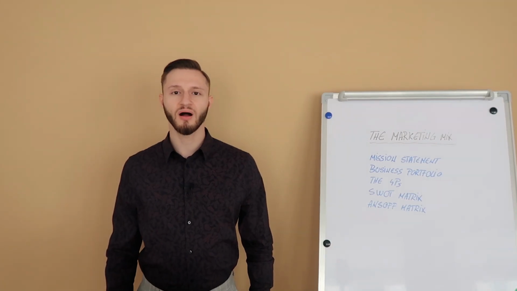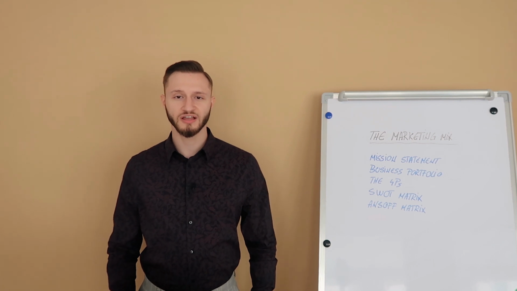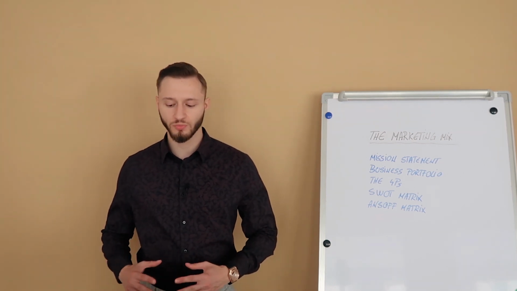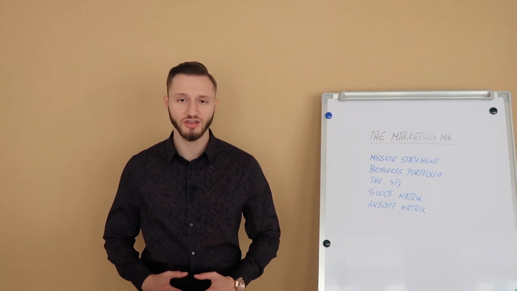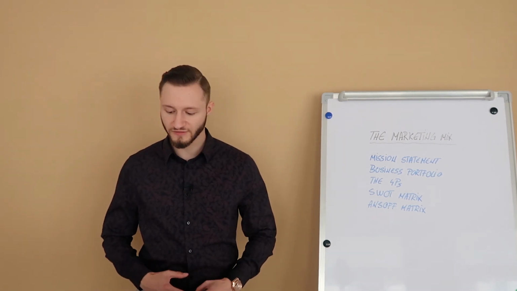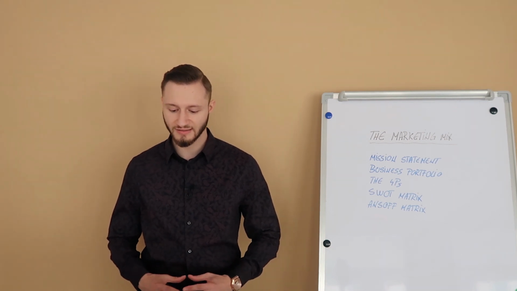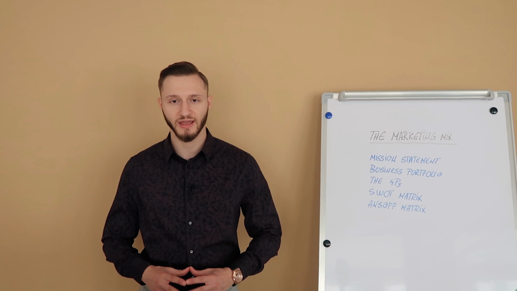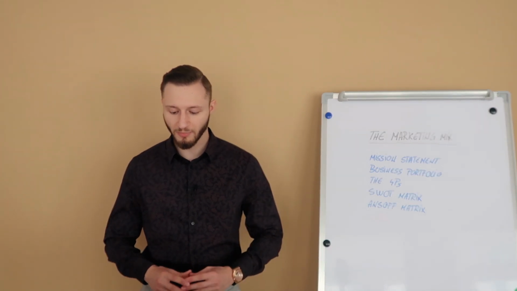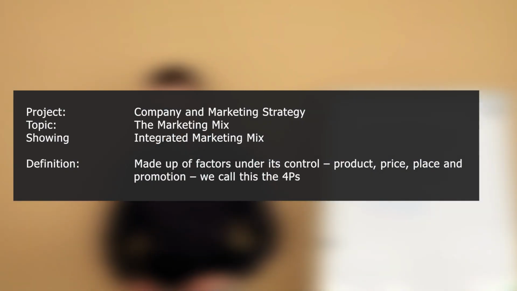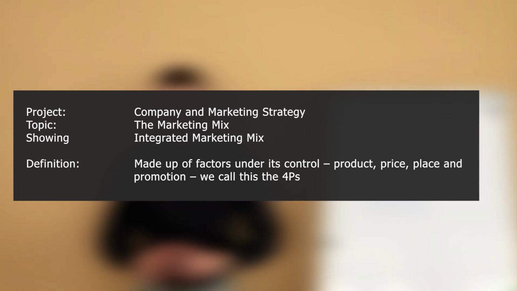So first of all, the company needs to decide which customers they want to serve. And in order to do that, they have to do 2 processes that are called segmentation and targeting. And after that, they will decide how to serve those targets they selected. So this is differentiation and positioning. Going on, the company designs an integrated marketing mix. So the marketing mix is made up of factors under its control, such as product, price, place and promotion, and we call this the 4 P's.